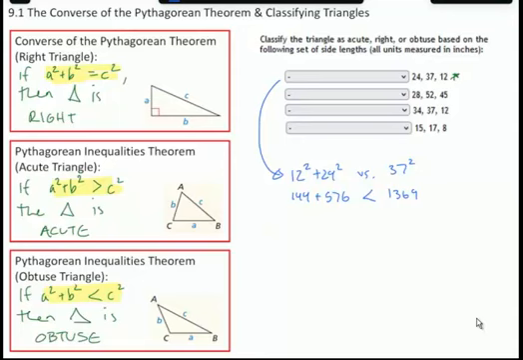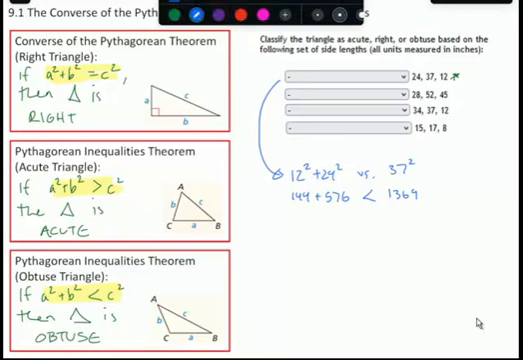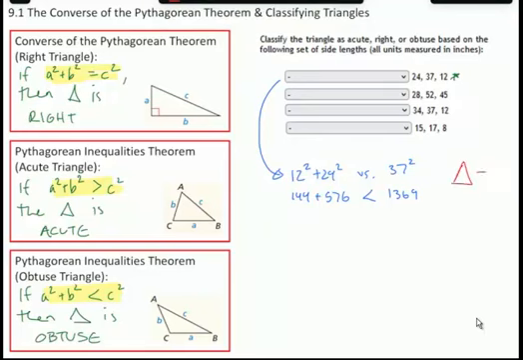What if I told you the answer is not obtuse? Can anybody tell me why the answer to this is not an obtuse triangle? It fits the rule that we talked about, but that is not the correct answer. Can anybody see why that might be the case? It's a trick question. Does anybody remember what this is?